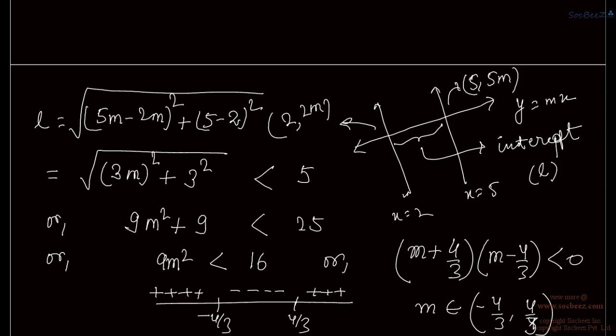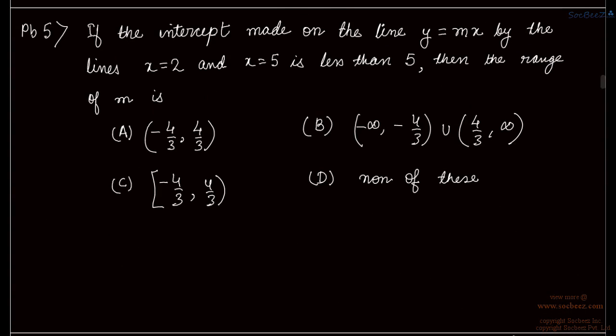We cannot include minus 4 by 3 and 4 by 3. Why? Because at these points this expression is 0. So m should be between minus 4 by 3 to 4 by 3. So option A is correct. See, in option C minus 4 by 3 is included, but we cannot include this minus 4 by 3. So option C is not correct. Option A is correct.